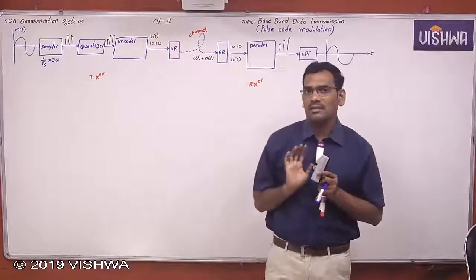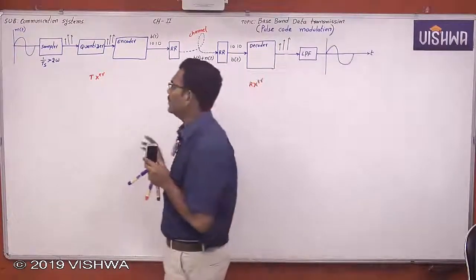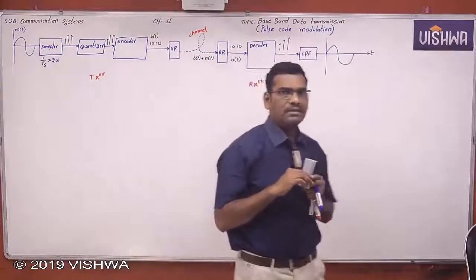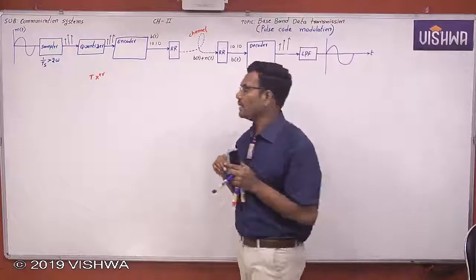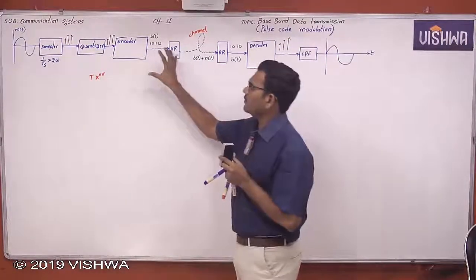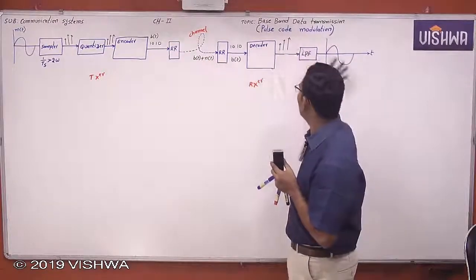This much we are already aware of, because we have completed the first part of the digital communication system, which is nothing but sampling. The first topic is the sampling theorem. After that, everything is new to you: quantizer, encoder, regenerative repeater, decoder, all these things we don't know.